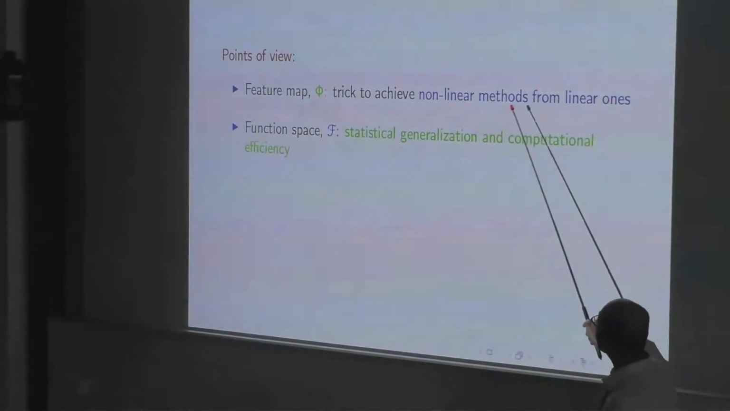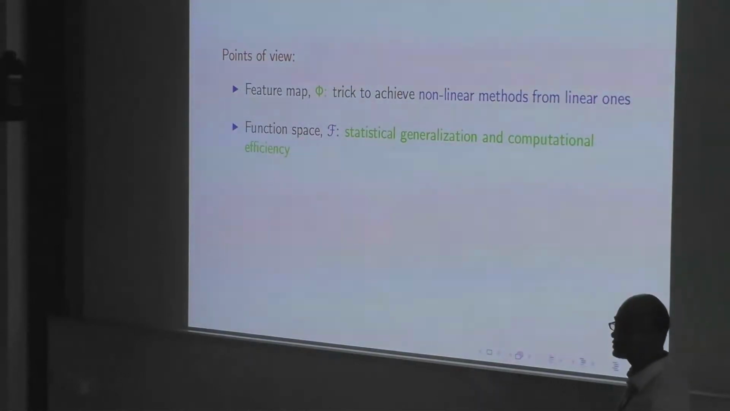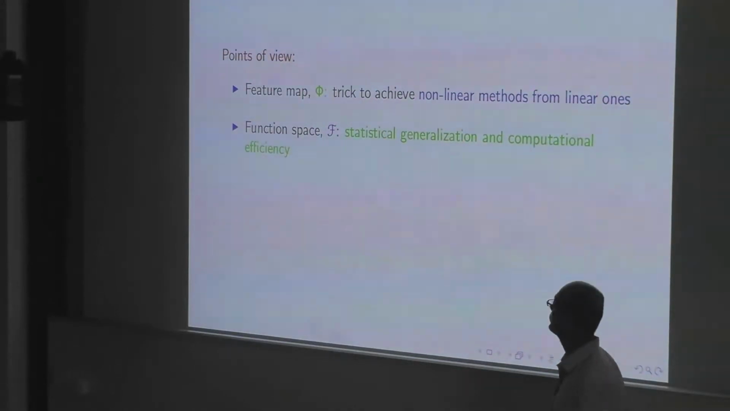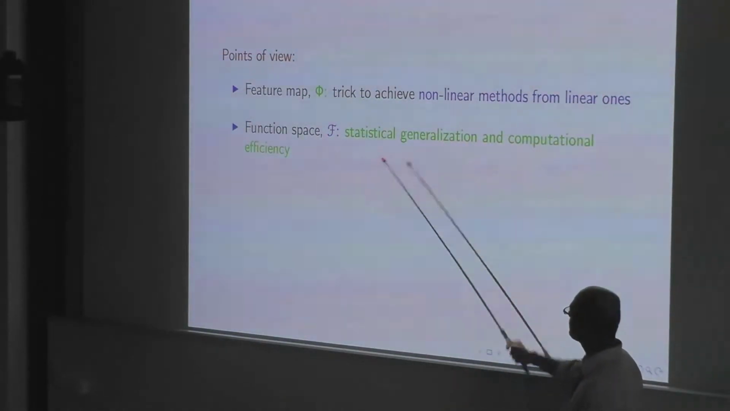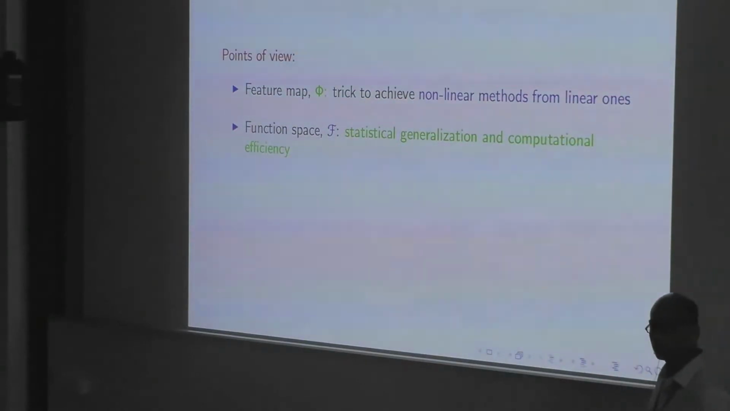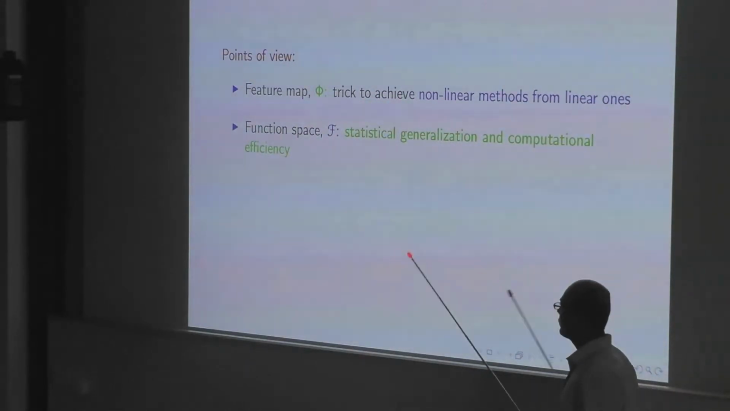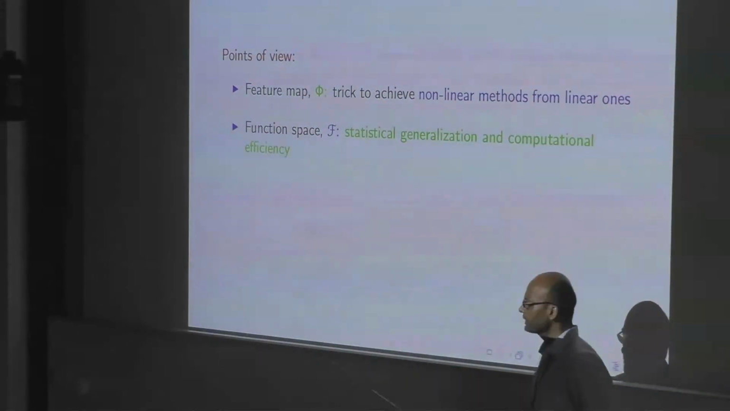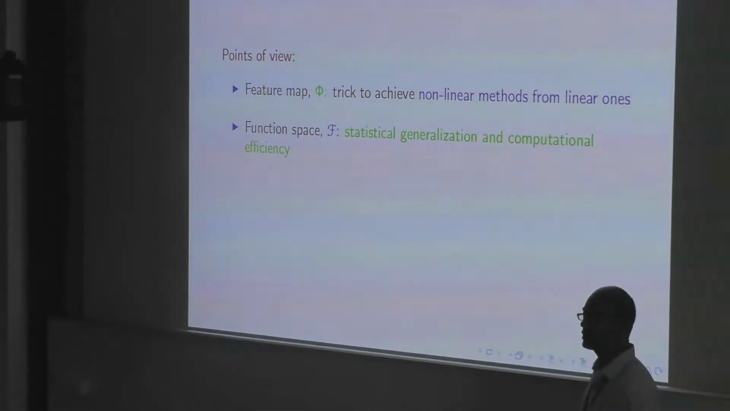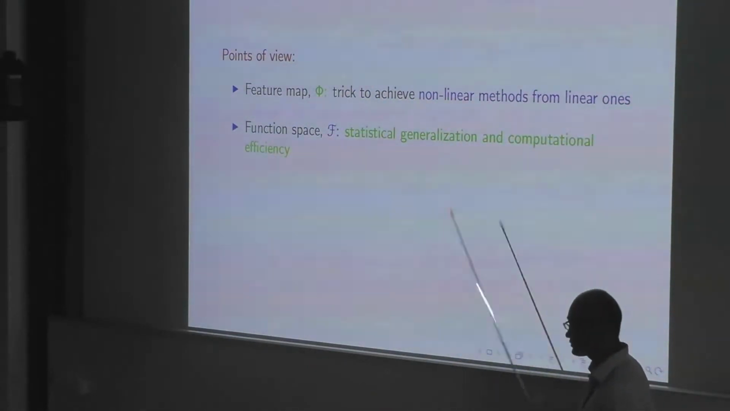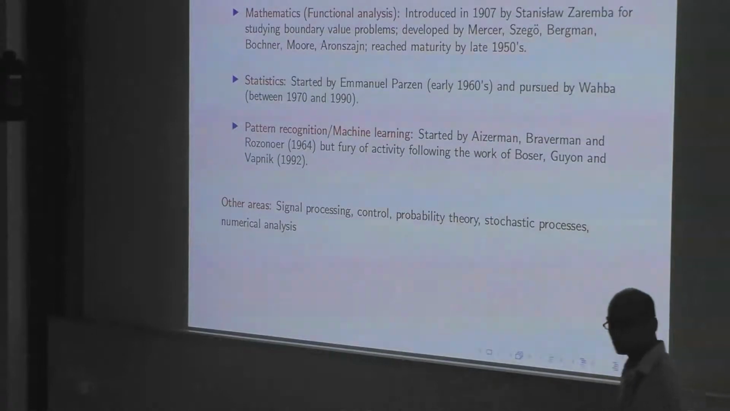So, summary: there are two ways to think about things. One is the feature map. All it does is you take a nonlinear problem and convert it into a linear problem by doing this map. The second one is the function space. The function space is the one which actually talks about the statistical generalization. You can get away by not even looking at the function space, just caring only about the feature map, and you can work with kernels and do all the fancy things. But you will never have an idea why these things work unless you understand the function space point of view. The function space point of view is pretty quick. Okay, a short history.